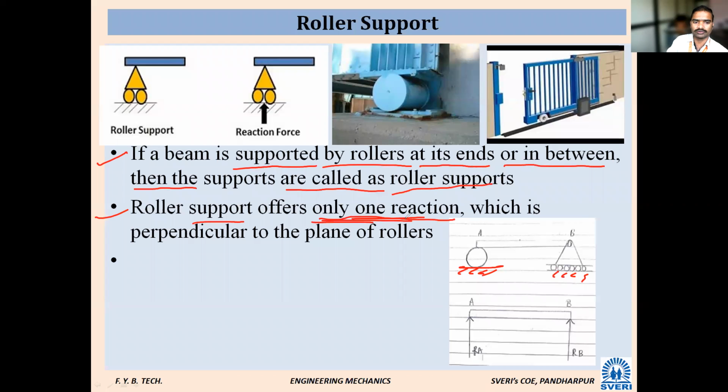All of you underline this one. Only one reaction, comma, which is perpendicular to the rollers. All of you draw this diagram. Roller support diagram.